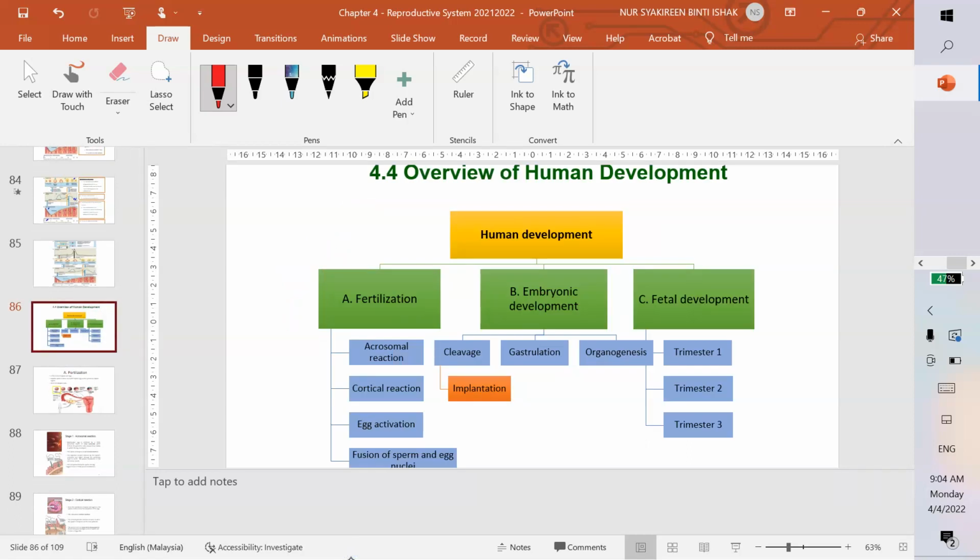Nampak ni? Human development, embryonic development. Embryonic development juga, tapi ini adalah stage. Okay, so after fertilization kita ada embryonic development. Yang first stage dia adalah cleavage. Okay, and then gastrulation, and then organogenesis. Okay, organogenesis lead kepada fetal development yang terbagi pada trimester 1, 2 and also 3.